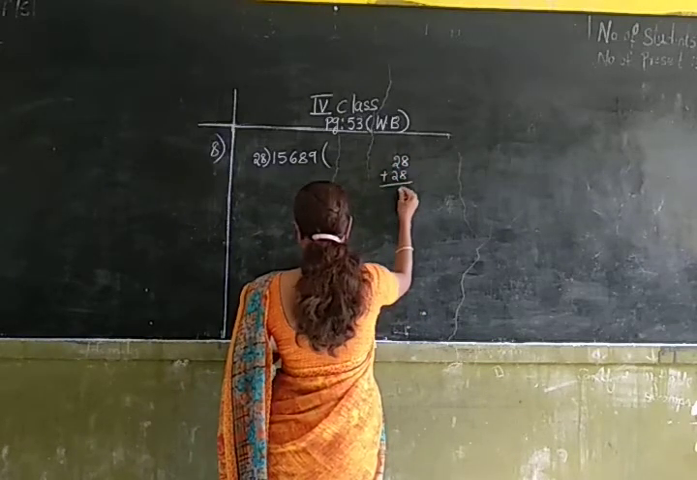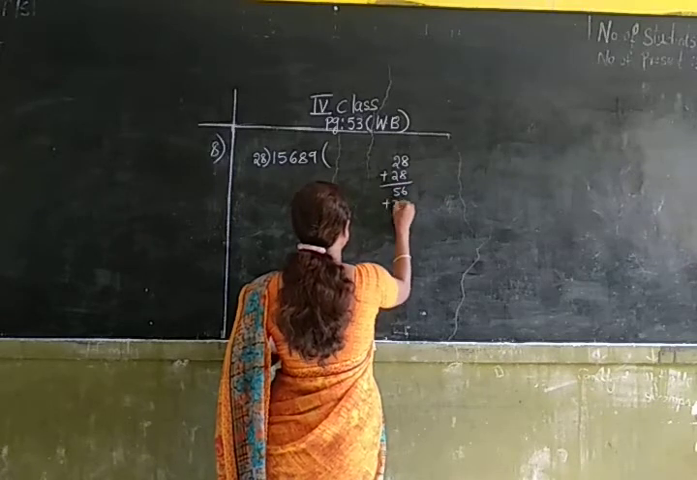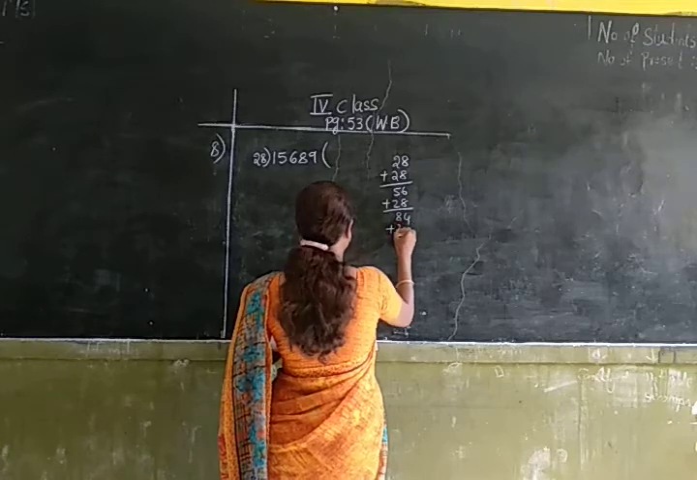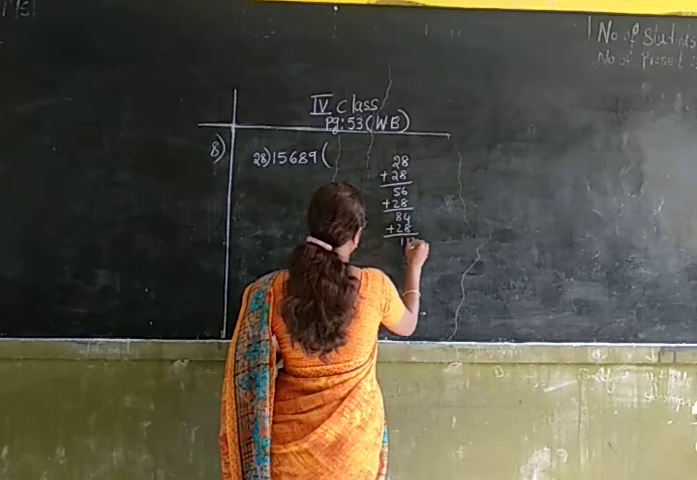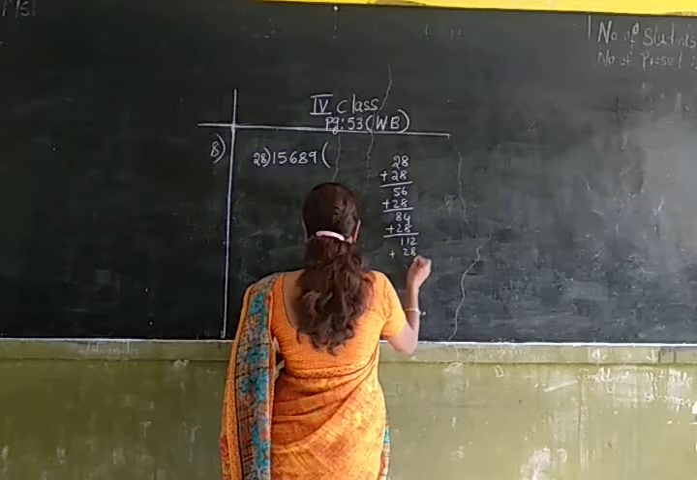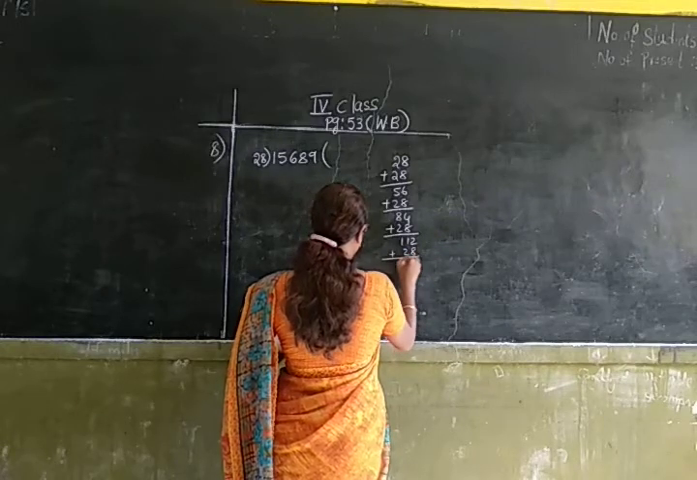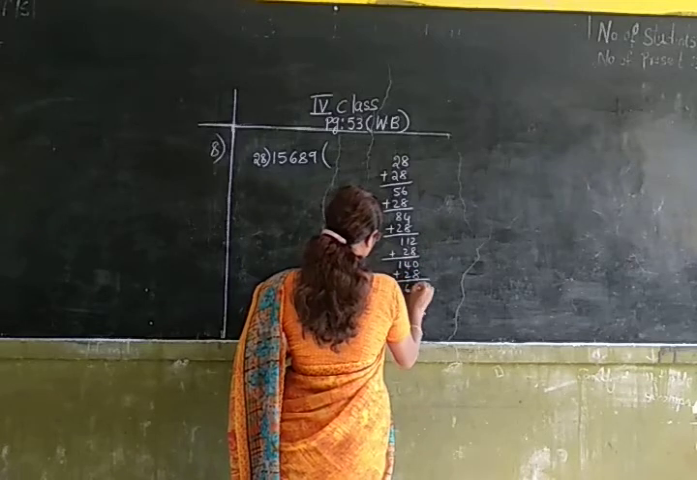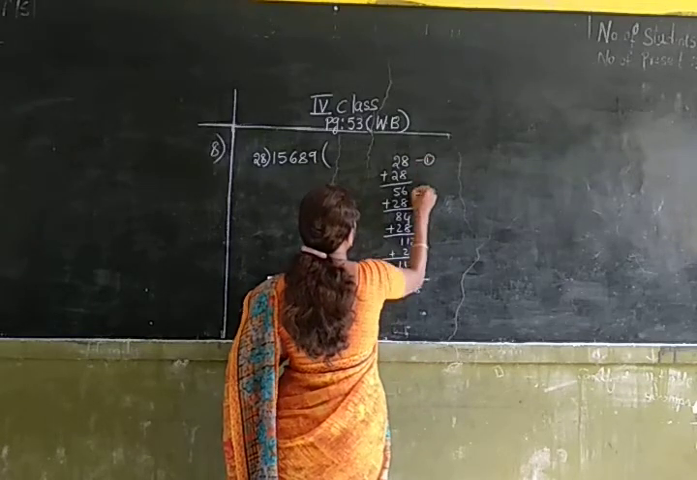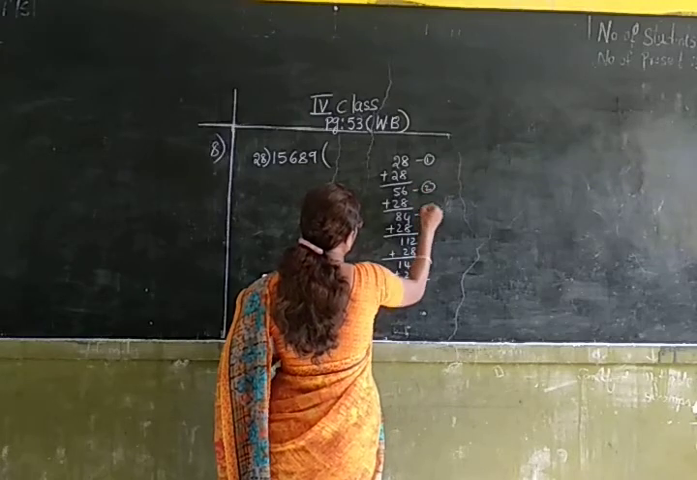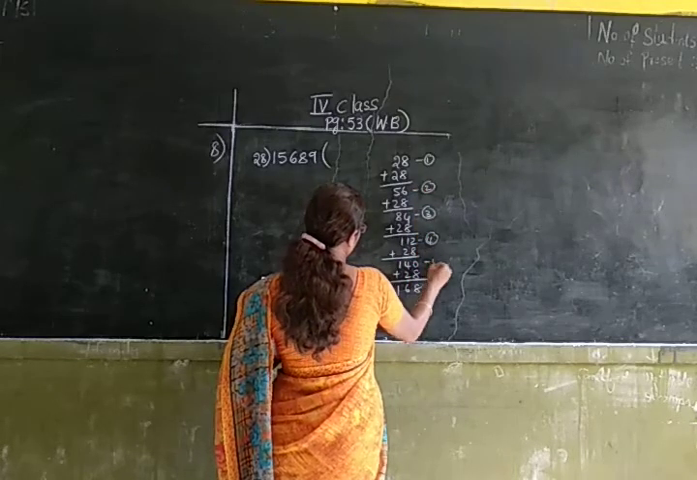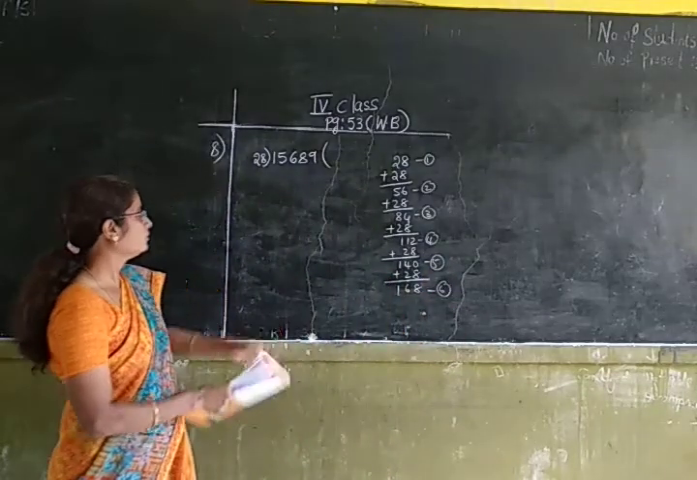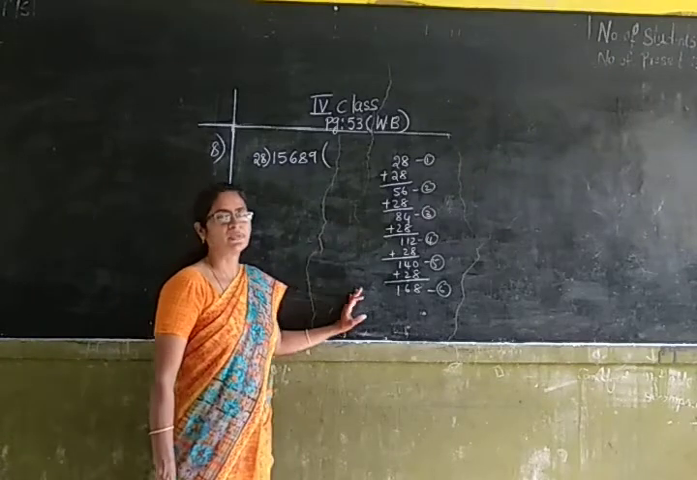28 plus 28 is equal to 56. Plus 28 is equal to 84. Plus 28 is equal to 112. Plus 28 is equal to 140. Plus 28 is equal to 168. This is 1 time. This is 2 times. This is 3 times. This is 4 times. This is 5 times. And this is 6 times. So, I have written the 28 table by repeated addition.